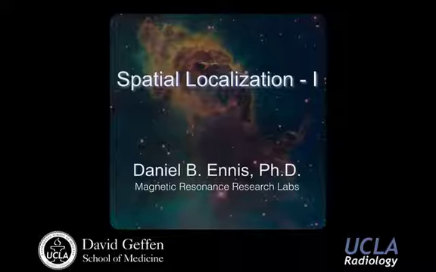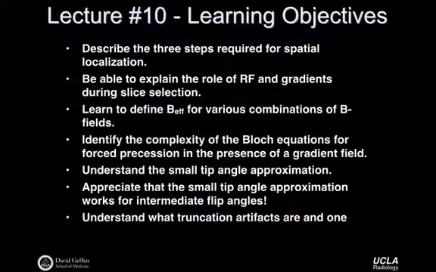Okay, so we're working on getting more and more insight as to how we actually do this spatial localization. And what we just understood, hopefully, is how gradients can help us move around k-space and sample these different k-points. And that's related to spatial localization, but it's not the whole picture, and there's, of course, more we can say about it. Learning objectives, we'll come back to these in the next lecture.